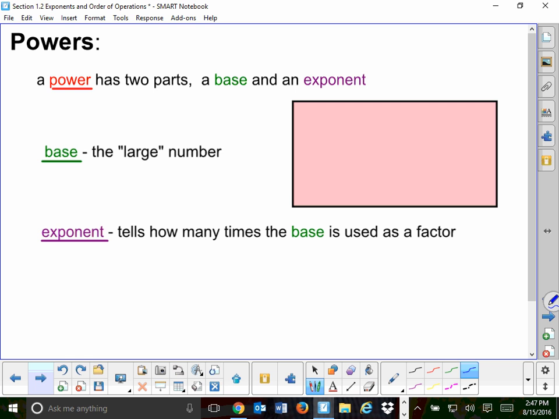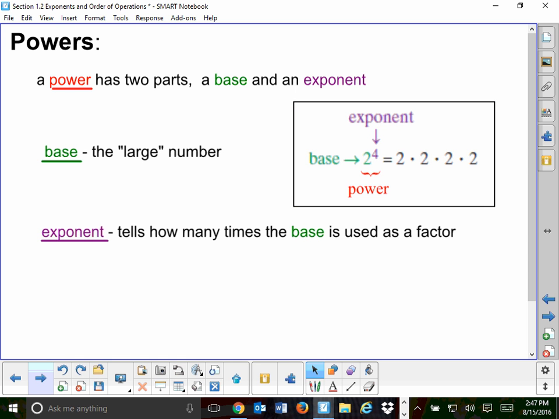So here it's powers. You can pause for a second if you want to write down the definitions and then fill it in. And here you go. A power has two parts. It has a base and an exponent. The base is the number here. So here the 2 is the base.